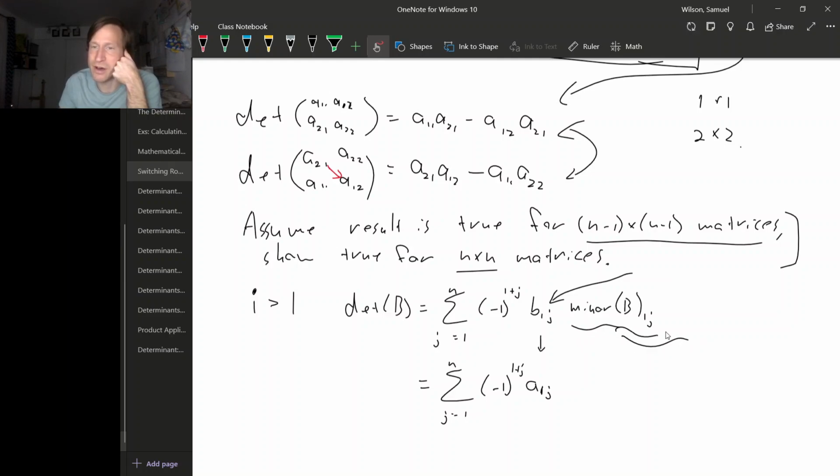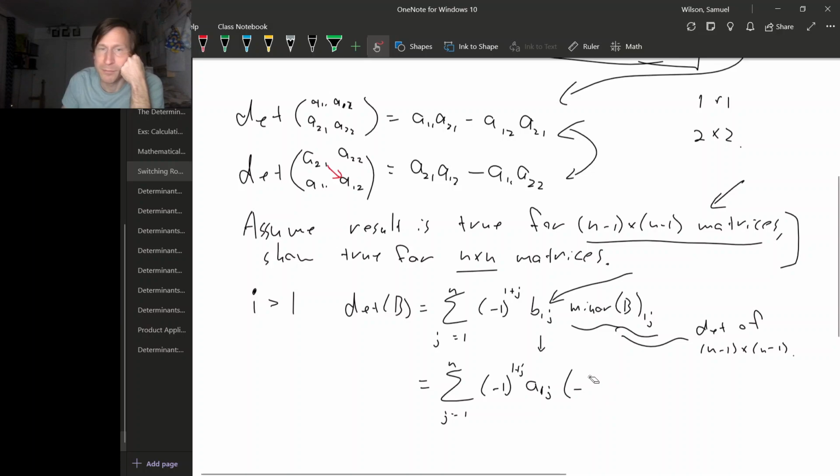This minor is the determinant of the rest of the matrix B after you delete the first row and the jth column. And that matrix with a row and a column deleted does have some rows that are switched, because the ith row is in here somewhere. But this is the determinant of a smaller matrix, n minus 1 by n minus 1. So since we've switched the ith row with the I plus first row, and it's the smaller size, our assumption tells us that this determinant is the negative of what it was before you switched the rows. But before we switched the rows, it was the 1jth minor of A.